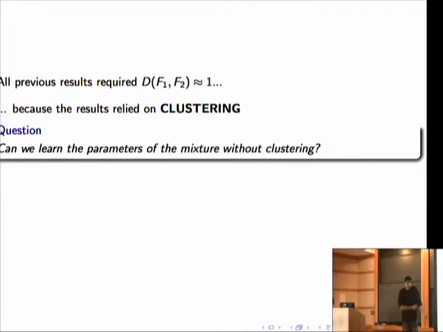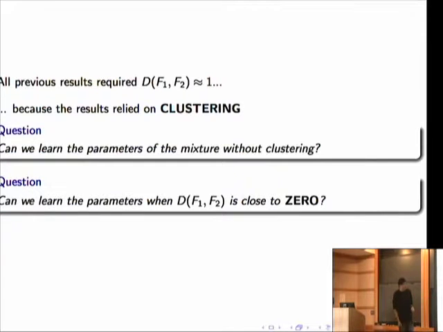So in fact, we can ask a stronger question. We don't need to think that the only way to learning the parameters is through clustering. We could ask, what happens if we just want to learn the parameters as opposed to doing clustering? In fact, we can ask an even stronger question. Can we learn the parameters when the statistical distance between the two components is close to 0 as opposed to close to 1? So what if they overlap almost entirely as opposed to only non-negligibly?